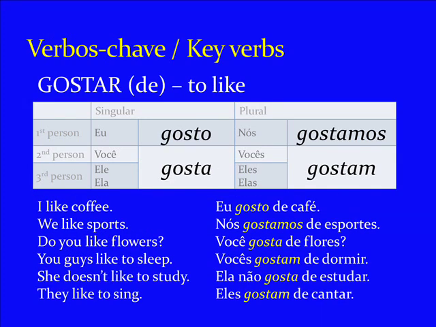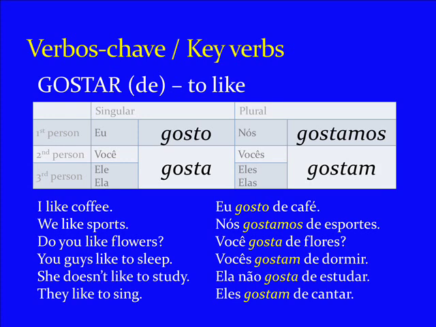Okay, the final key verb or common go-to verb that I want to look at in this lesson is gostar. And I have the preposition de in parentheses because the verb's almost always used in conjunction with that preposition de. Okay? I like, eu gosto. Notice the open O, gosto. You like, você gosta. He likes, ele gosta. She likes, ela gosta. We like, nós gostamos.